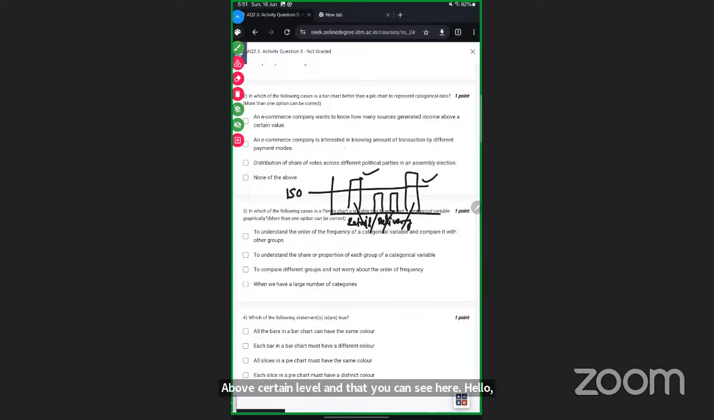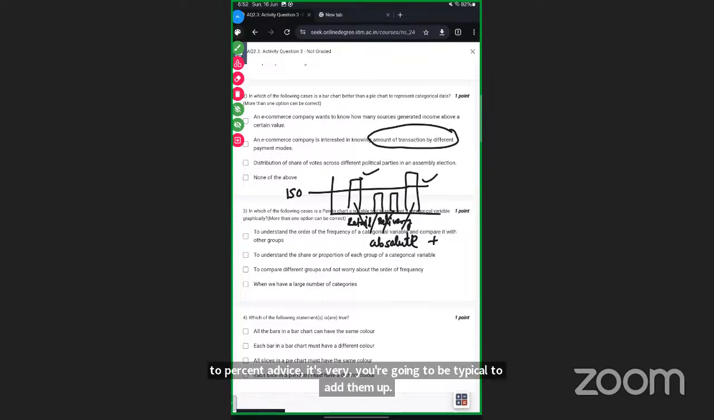Next, interested in knowing the amount of transaction by different payment modes. Yes, you can represent that from this because these are absolute values, right? That's what we want, knowing the amount of transaction by different payment modes. So you need to add it up. In a pie chart, if it's percentage wise, it's going to be difficult to add them up. You can represent with numbers also, but still you can't relate them.